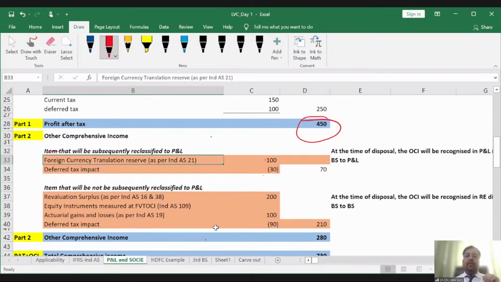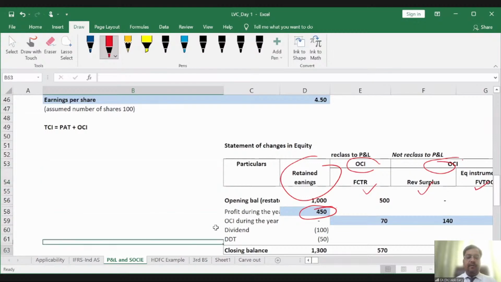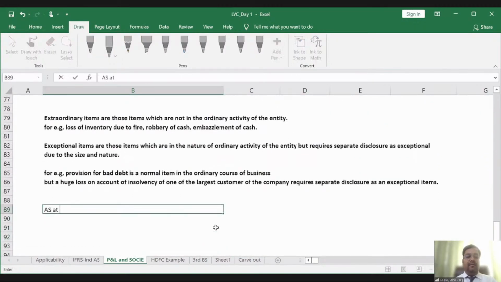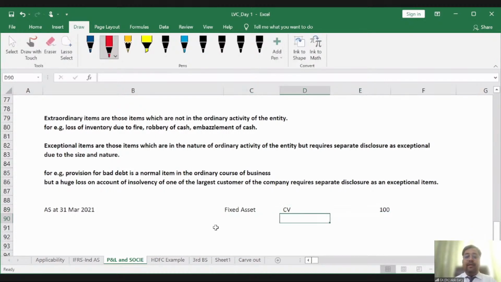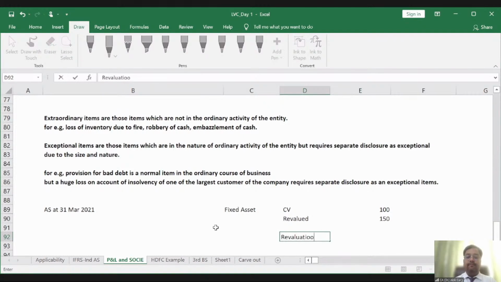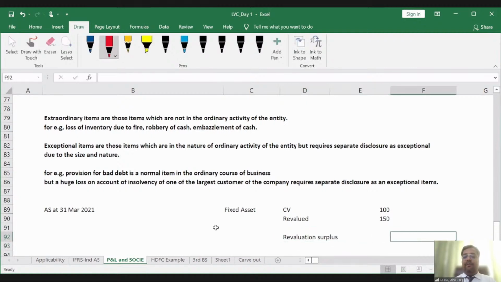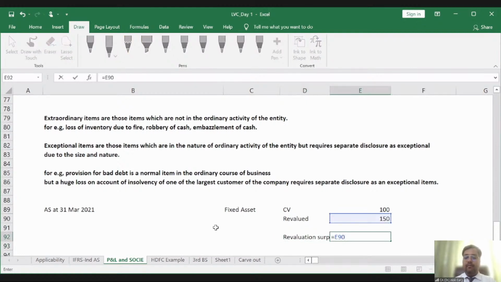For example, as at 31st March 2021, the fixed asset was having a carrying value of 100 rupees. It was revalued to 150, right? So what is the revaluation surplus? Revaluation surplus will be 50 rupees.